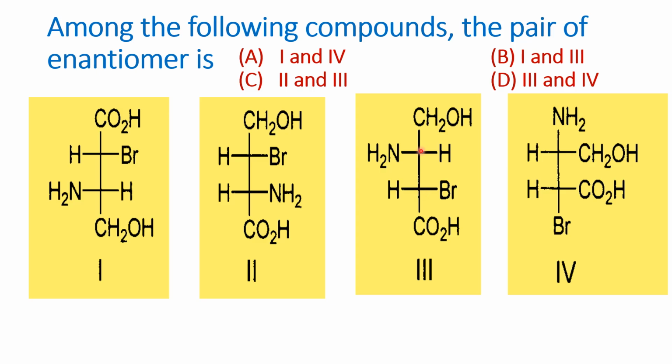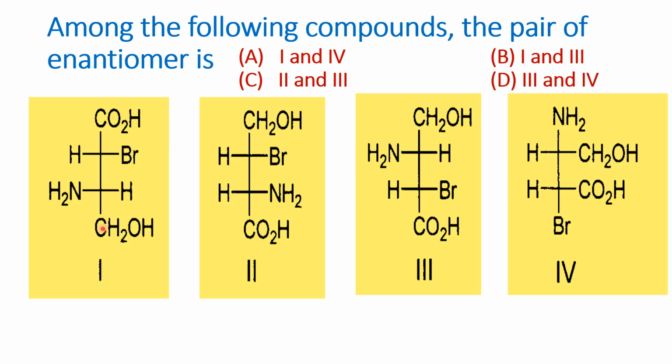So if a carbon has a CH2 group attached to it, it has CH2OH, then it has an NH2 group. If it is a carboxylic acid, then it has a bromo group. Similarly, in the fourth structure also, the carbon bearing the carboxylic acid group has the bromo group, as in the first. And also the second carbon has an amino group and an alcohol group. Likewise, this carbon also has an amino group and an alcohol group. So what we observe here is that structures 1, 3 and 4 have a similar structure.